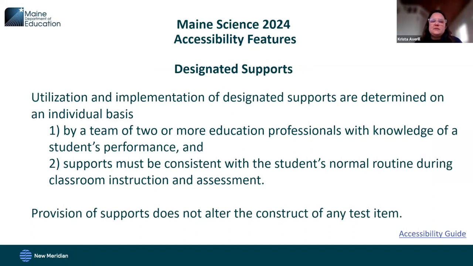The next level of support would be designated supports. Designated supports are determined on an individual student-by-student basis based on two criteria. The first is that a team of two or more education professionals with knowledge of a student's performance determines that the support is appropriate for that student, and also that supports are consistent with a student's normal routine during classroom instruction and assessment. Just note that the provision of supports doesn't alter the construct of any test item. What's being assessed does not change based on the support.